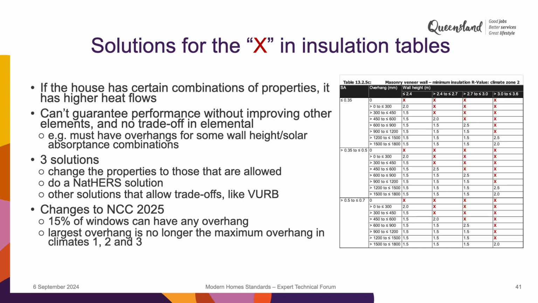tables for insulation that there are a number of X's, and that means that that solution isn't available and deemed to satisfy. So you can either use NatHERS or change the properties of that building to something that doesn't have an X, or you can do another solution that allows trade-offs, like a reference building approach to keep us going.